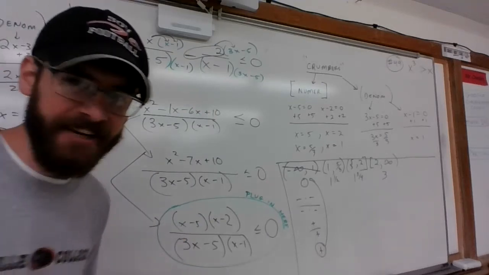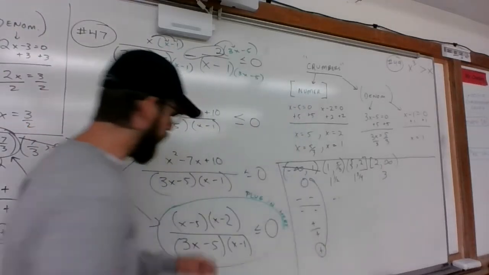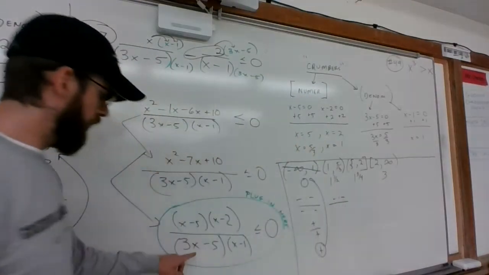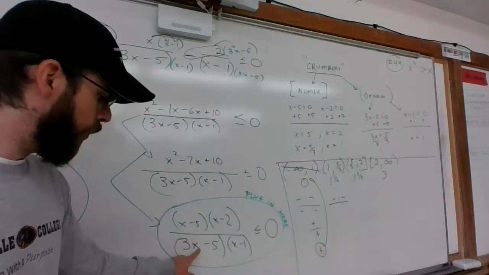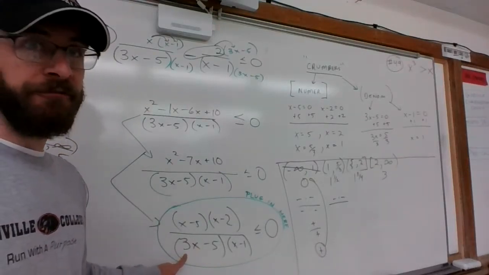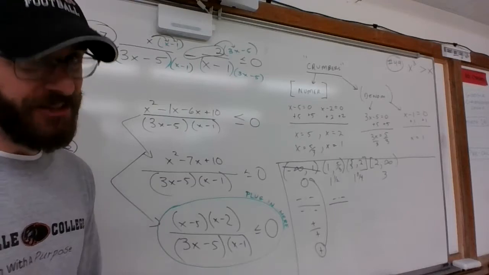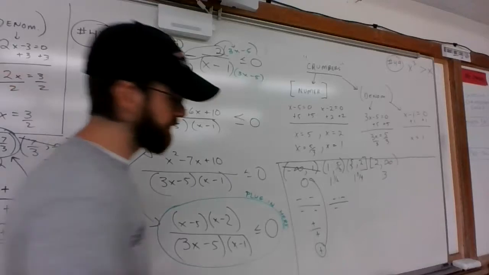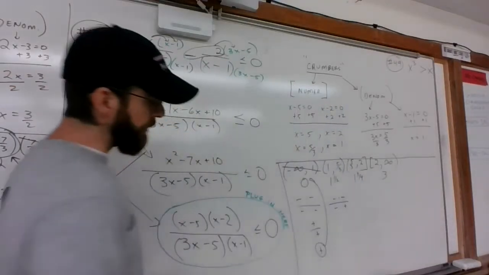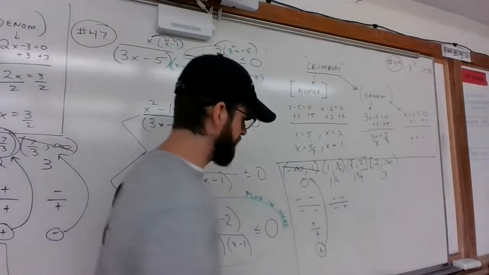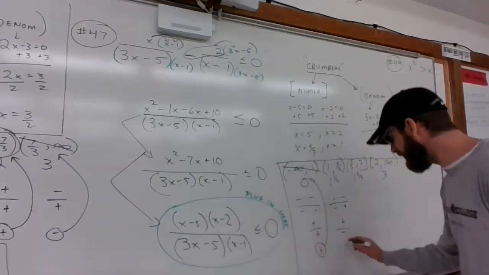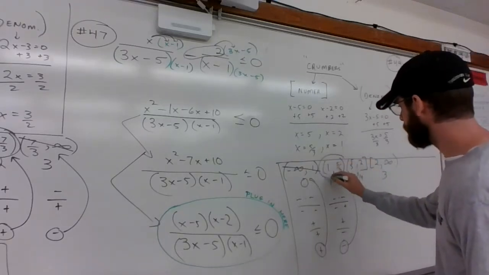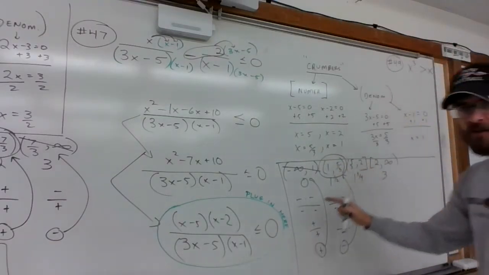All right, try 1.5. 1.5 minus 5, negative. 1.5 minus 2, also negative. This is where it gets a little tricky. 1.5 times 3 is going to be 4.5. Minus 5, still negative. And then 1.5 minus 1 would be positive. So that's a positive divided by a negative. Negative, that's what we want. Nice. So this will be a part of our final answer.